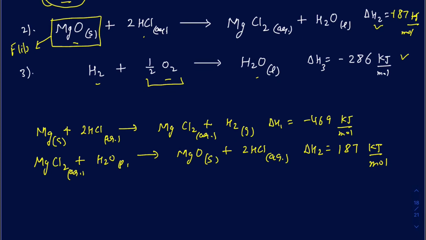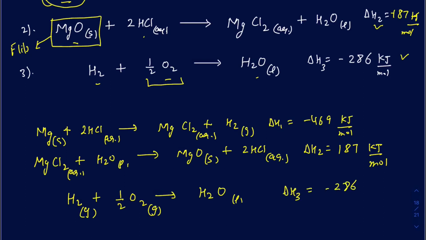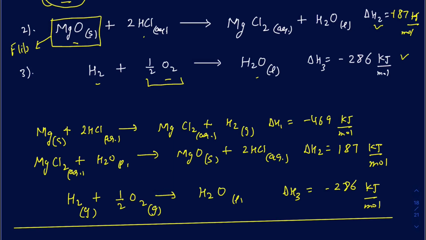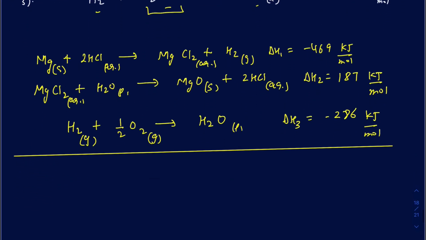So anytime you flip the reaction, your delta H flips a sign. The third one, you want to leave that as it is. So you're going to have H2 plus half of the oxygen, and then it goes on to make H2O liquid. Okay, so both of these reactants are going to be in the gas phase, and your delta H3 is going to be negative 286 kilojoules per mole. And now we have to add all these three reactions, but before we add them, make sure you cancel out anything that's common on both sides.